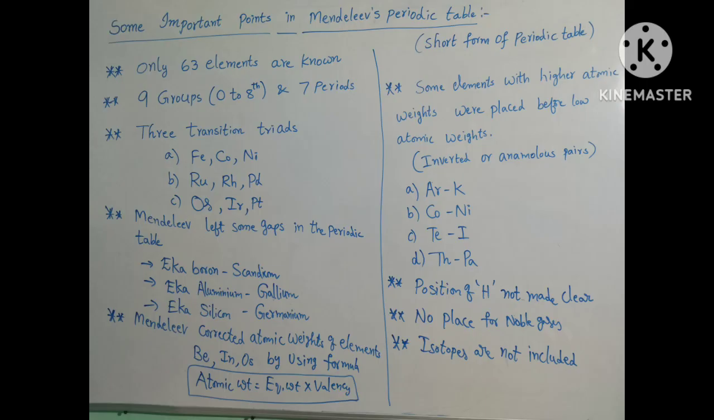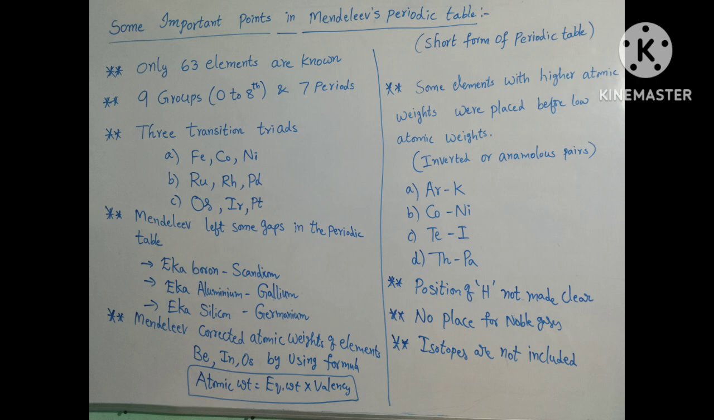Here I will discuss some important points about Mendeleev's periodic law and Mendeleev's periodic table. So what is Mendeleev's periodic law? Mendeleev's periodic law means the physical and chemical properties of elements are periodic functions of their atomic weights. That means in the periodic table, all the atoms are arranged in increasing order of their atomic weights. At that time only 63 elements were known. The first very important point is that at the time of Mendeleev's periodic table, also called the short form of the periodic table, only 63 elements were known.